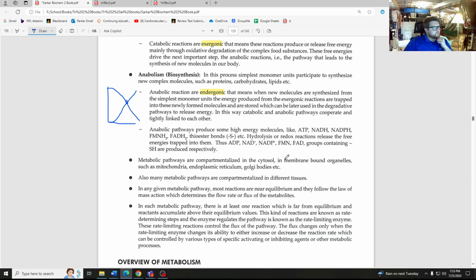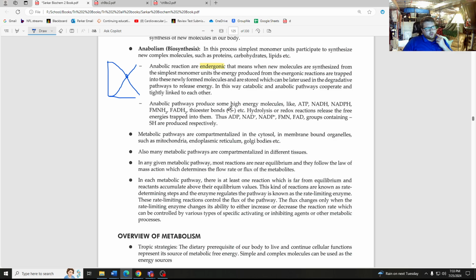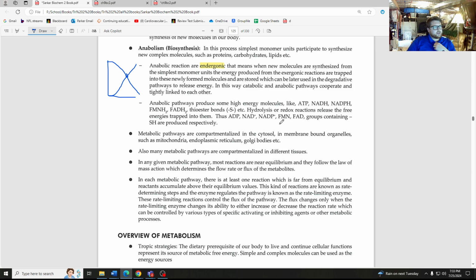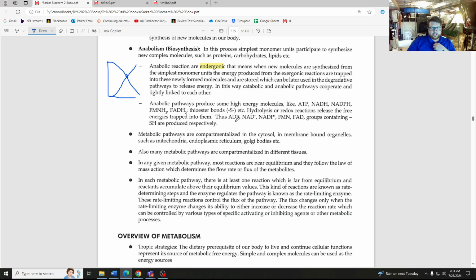So the anabolic pathways produce some high energy molecules like ATP, NADH, NADPH, FMNH2, FADH2, thioester bonds, and more. The hydrolysis or the redox reactions release the free energies trapped in them. So all of those, the ADP, NAD+, NADP+, FMN, FAD, and the groups containing SH are produced accordingly, respectively. So all of this stuff is review. It's just going back over these general ideas and concepts that we've seen multiple times.